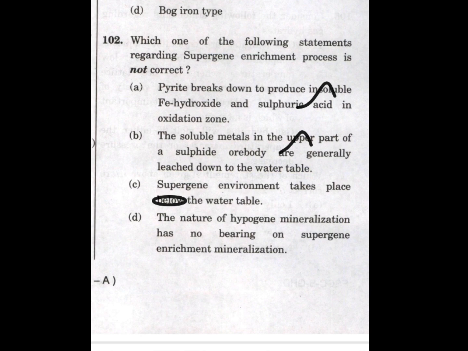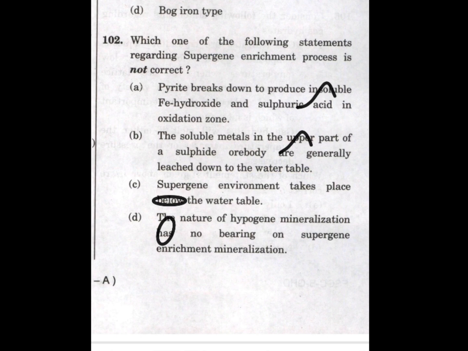And the nature of hypogene mineralization has no bearing on supergene enrichment mineralization. This statement is also incorrect, but we have to choose only one statement. Which one is most perfect? Which one is correct? We have to choose any one option. The D option is also incorrect. The nature of hypogene mineralization can influence supergene enrichment mineralization, as the original composition affects how metals are mobilized and redeposited.